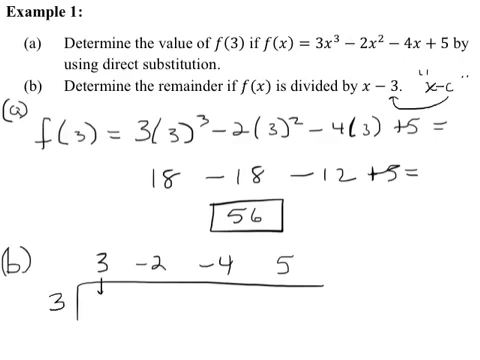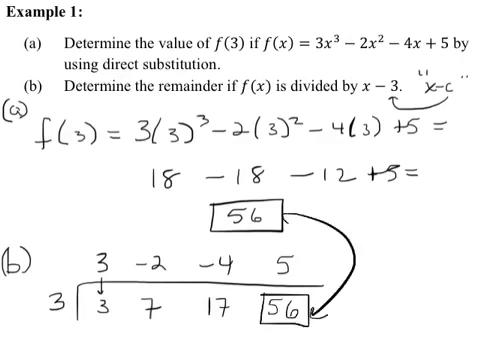Move the 3 down. 3 times 3 is 9. 9 plus -2 is going to give me 7. Then we have 3 times 7 is 21. 21 plus -4 is going to give me 17. Then we have 3 times 17, that's going to give me 51. 51 plus 5 is going to give me 56. And take a look, there's our remainder.